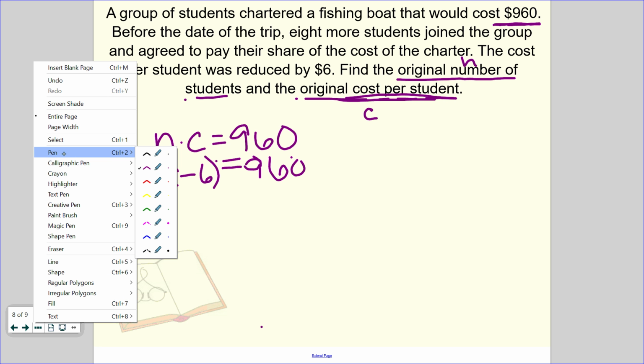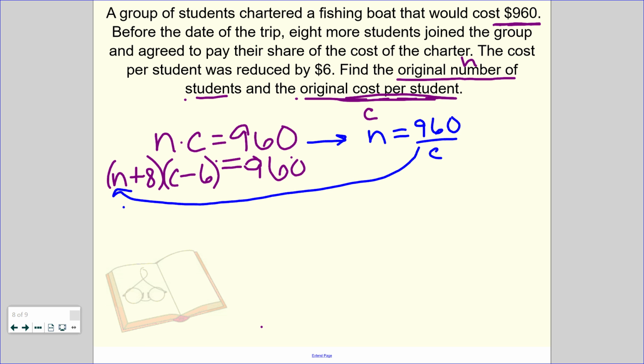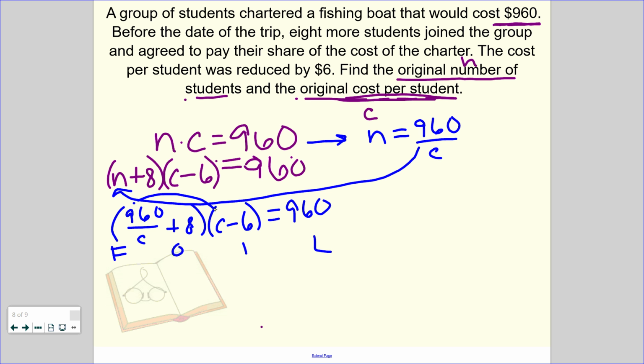Okay, I'm going to solve this problem another way because it's going to get a little messy if I solve with foiling. I'm going to get the N alone in the top equation. N equals 960 divided by C, and then I'm going to plug that in for N in the bottom equation. So 960 over C plus 8 times C minus 6 equals 960. And then we're going to FOIL. I'll write this out first. Outside, inside, left. My first term's 960 times C over C. The C's are just going to cancel and you have 960.